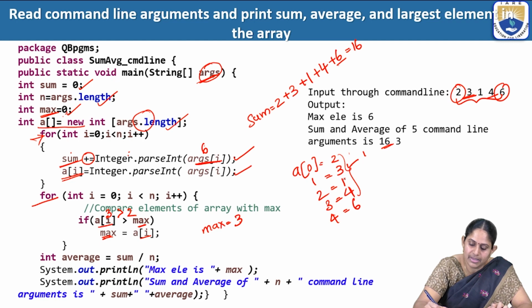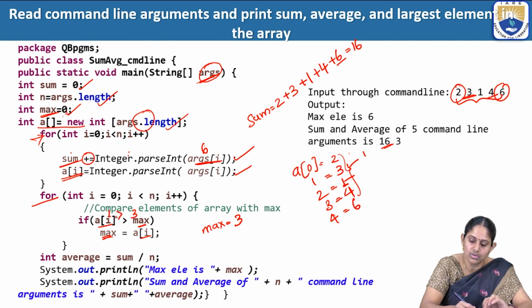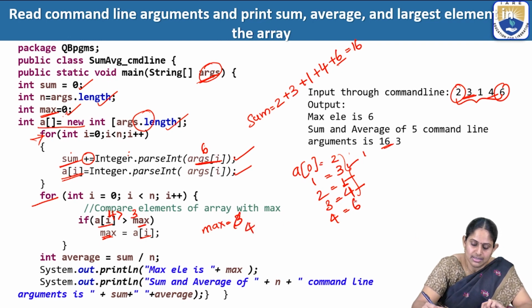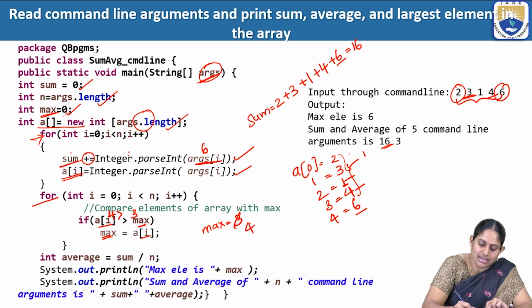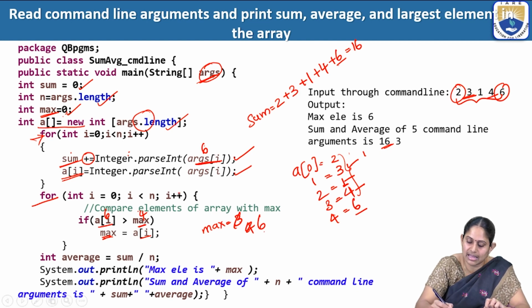Next, a of i will be 1. Is 1 greater than max? Is 1 greater than 3? No. So it will go to the next element. It will compare 4 and 3. 4 is greater than 3, so max will be now 4. Then the next element will be taken, which is 6. a of 4 is 6 and max is 4. 6 is greater than 4, so max will be set to 6. So finally, the highest element among these is obtained as 6.